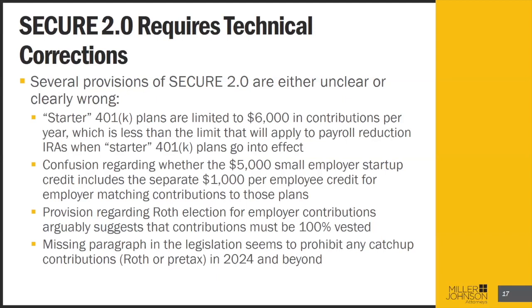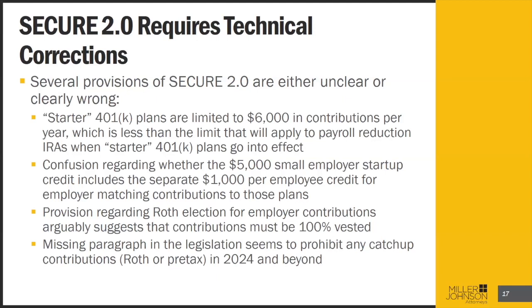This is complicated stuff. These errors happen quite a bit because the entire retirement plan space has gotten more and more complicated every year. And you can explain to the boss that, hey, even Congress, when it's writing these laws, can't keep this stuff straight. So there are several provisions in Secure 2.0 that are unclear or are wrong. One of them is the concept of a starter 401k plan that's really employee deferral only, and it's supposed to be very simple to set up.